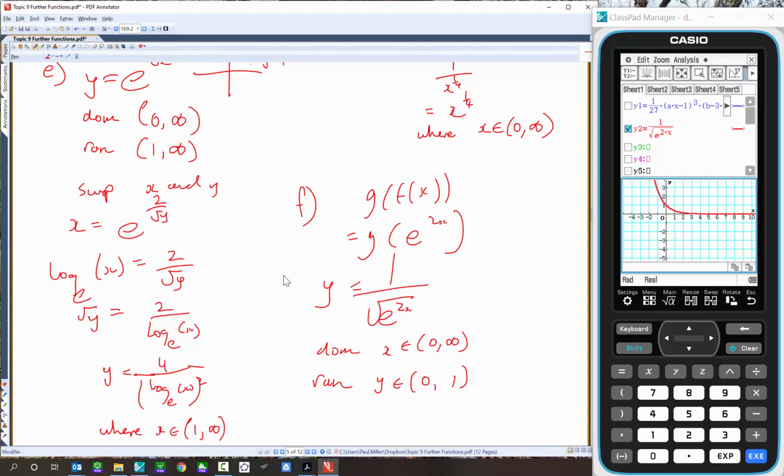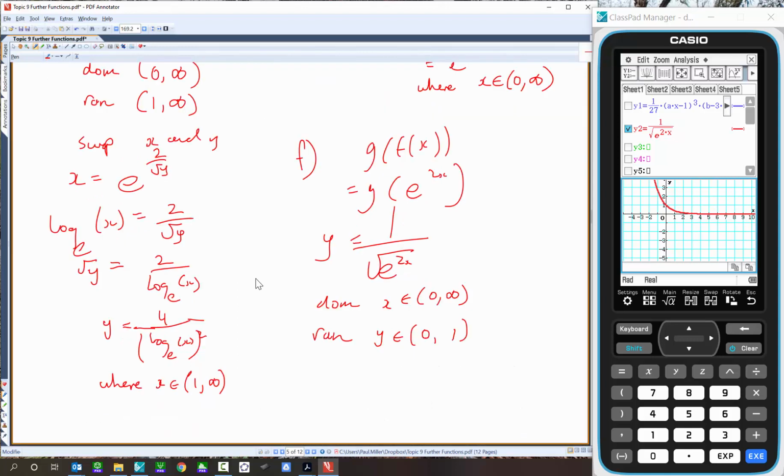Okay. So now we can inverse this thing. So let's go for it. We're going to swap x and y. So x is equal to 1 over root e to the 2y. I'm running out of room here. My apologies. Now what I'm going to do is multiply both sides by that. So I'm going to go root e to the 2y is equal to 1 over x.